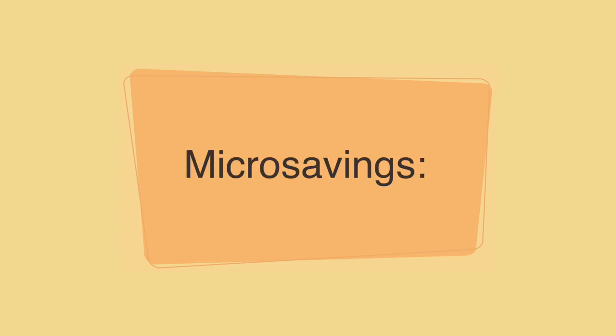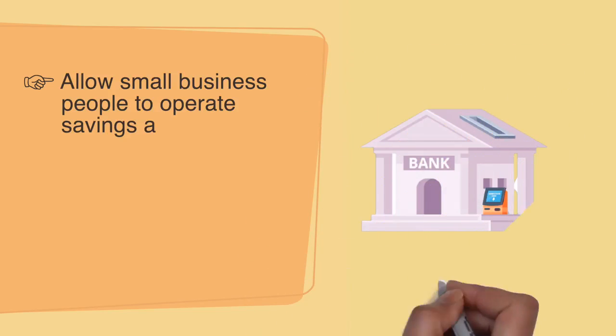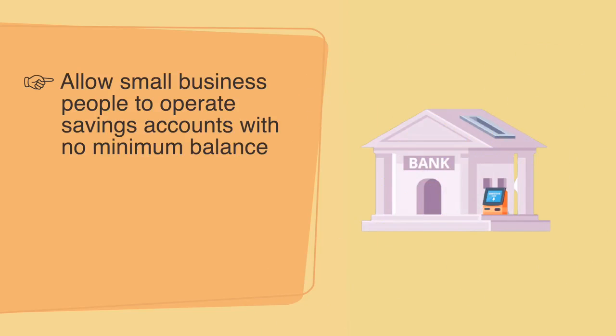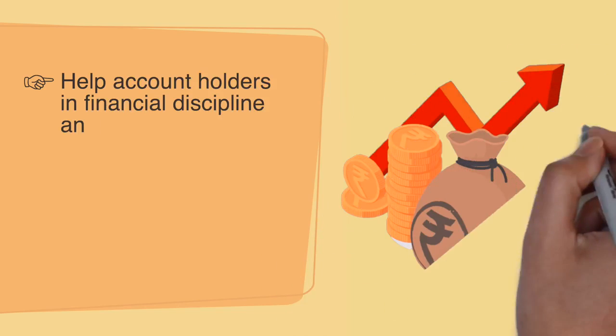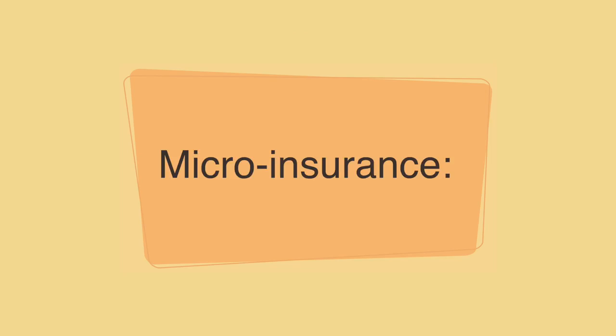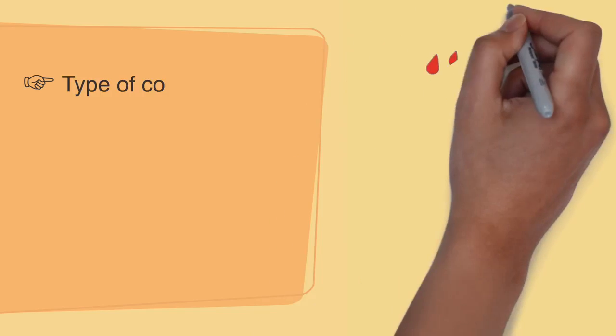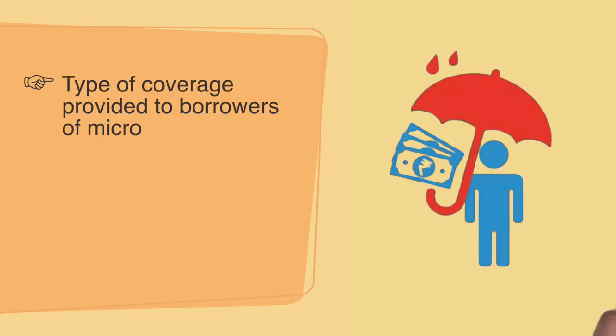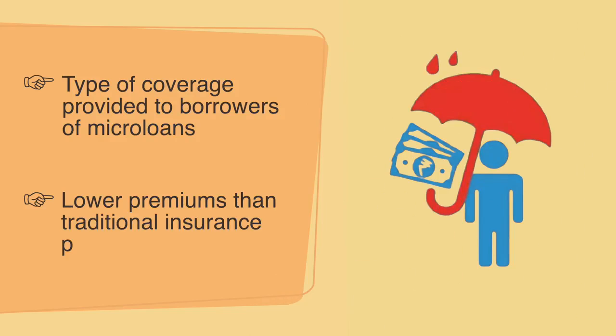Micro savings. Micro savings accounts allow small business people to operate savings accounts with no minimum balance. These accounts help the account holders in financial discipline and develop an interest in saving for the future. Micro insurance. Micro insurance is a type of coverage provided to borrowers of microloans. These insurance plans have lower premiums than traditional insurance policies. In some situations, recipients of microloans are expected to take some training courses such as cash flow management and bookkeeping.